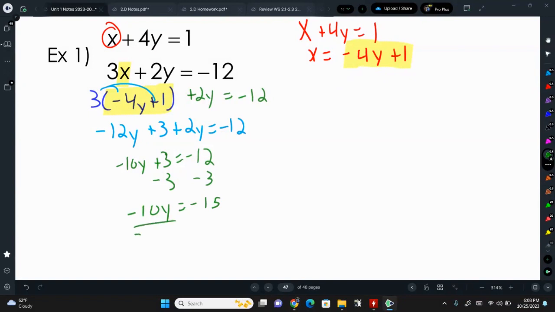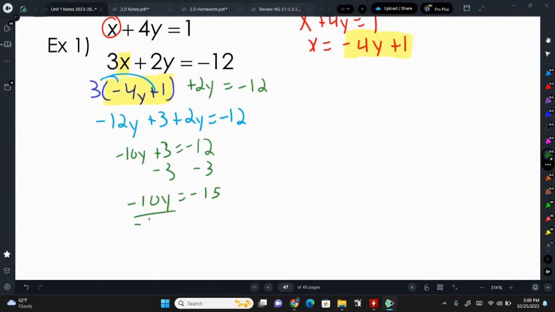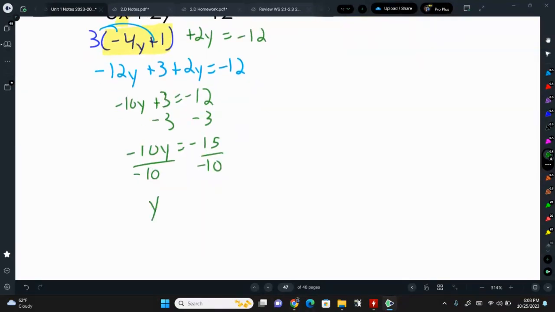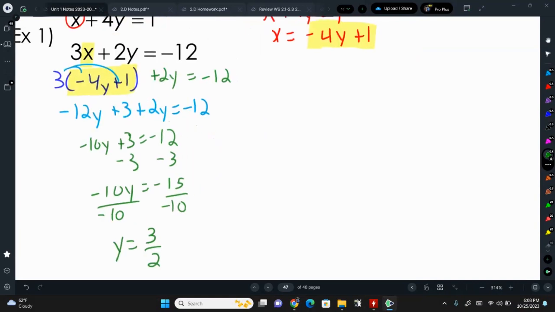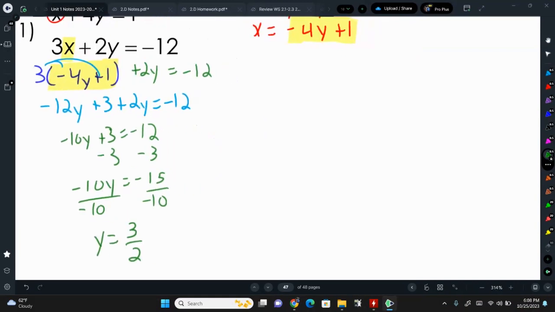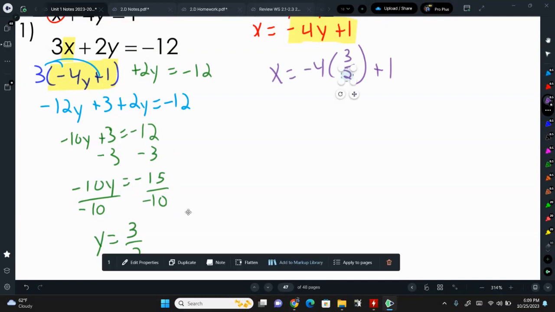Divide both sides by negative 10. And y is going to equal positive 3 over 2, because a negative divided by negative becomes positive. So now we can substitute that into an equation. I would substitute it into this one in red, where we already have x equals. So x equals negative 4y, which is y is 3 over 2, plus 1. So then we can evaluate this.